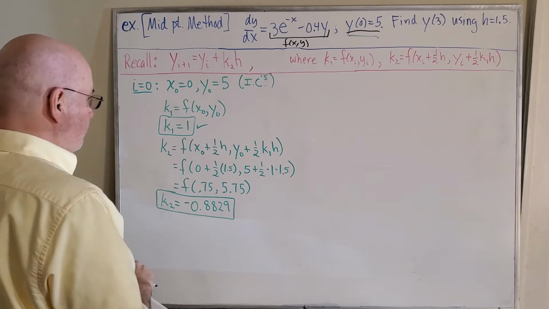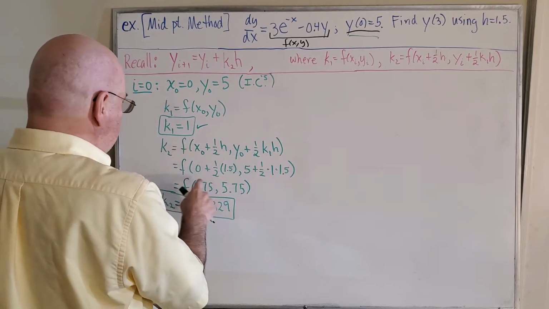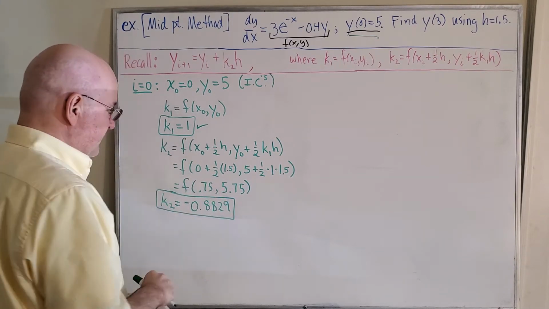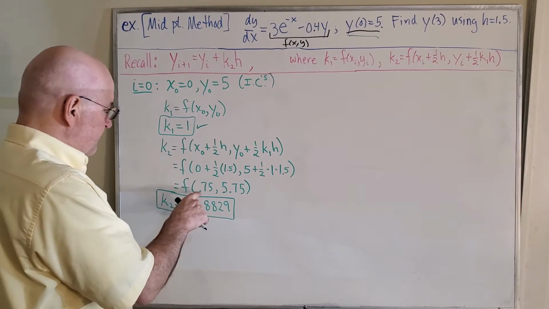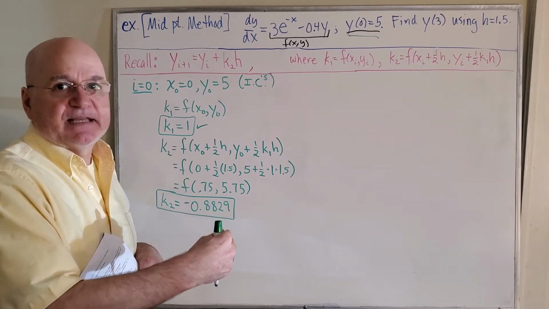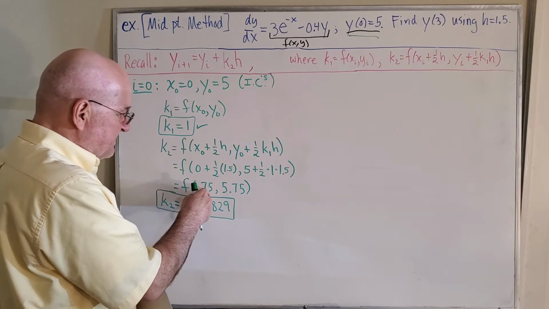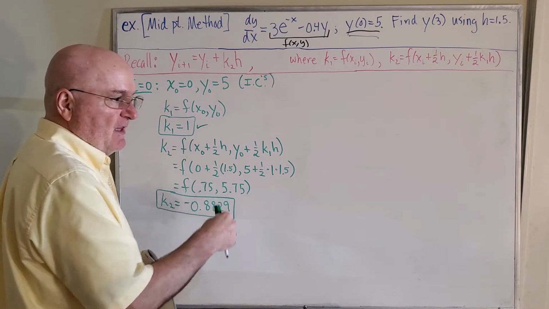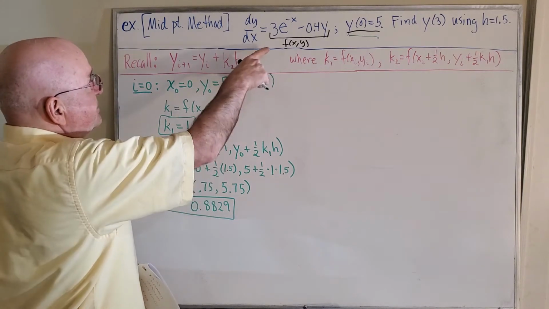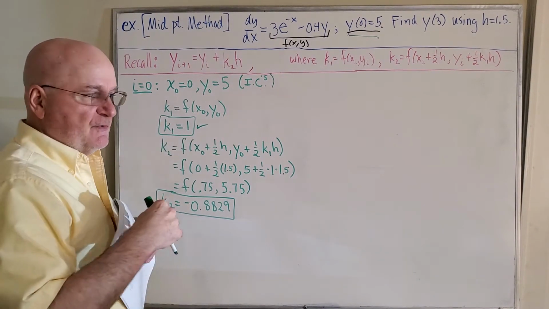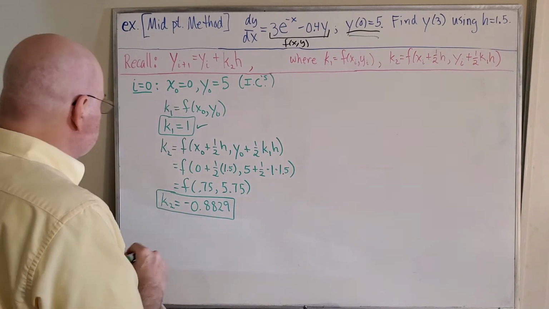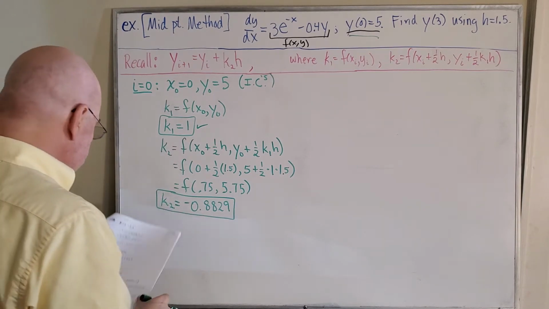k2 is a little different. Here's the formula for k2. I plugged in the numbers, and you end up getting f of (0.75, 5.75). And think about what this is. 0.75 is only half of a step size. So take half of the step size. This is our estimate of the y value at half of that step size. And compute the slope using that formula. And that's the slope we use to predict from yi to y(i+1). So k2 is equal to negative 0.8829.